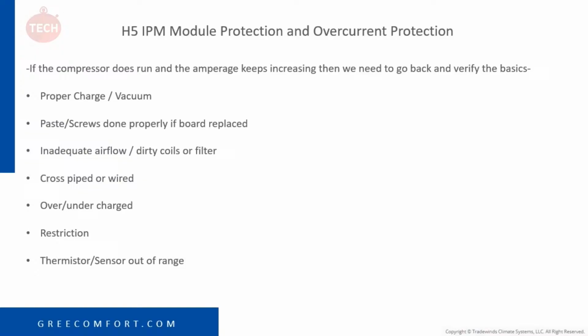Now, if we don't have amp draw on all 3 legs, then we have a bad board and need to replace that board. If the compressor does run and amperage keeps increasing, then we need to go back and verify the basics. Proper charge and vacuum, and the paste and screws are done properly. Make sure they have adequate airflow. Does it have dirty coils or filter?